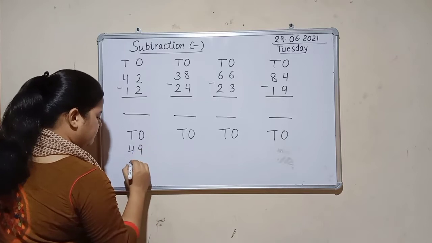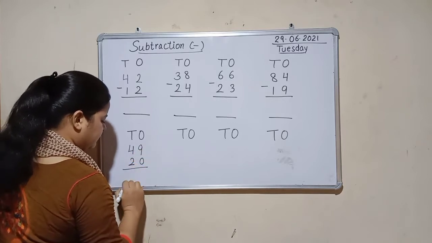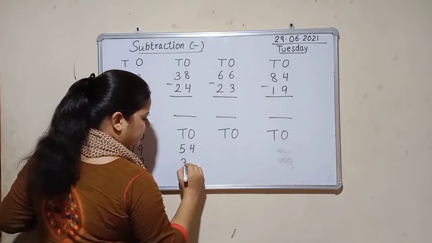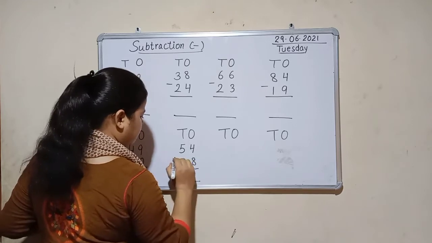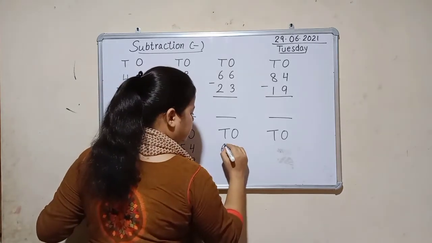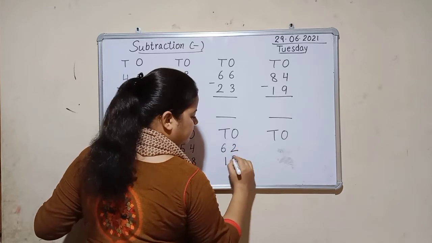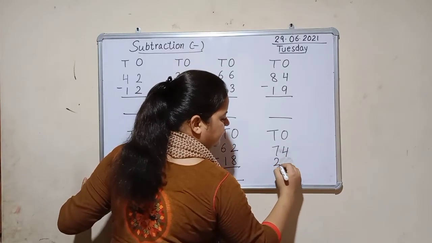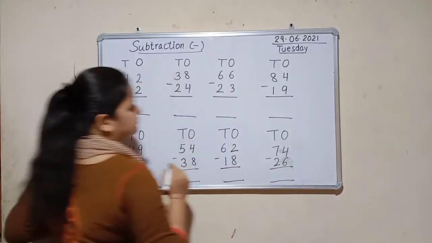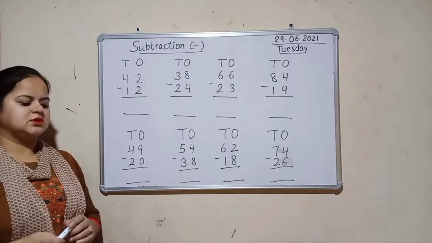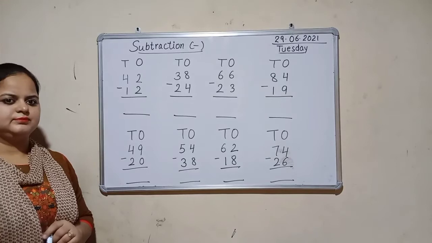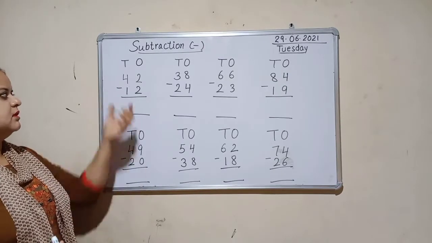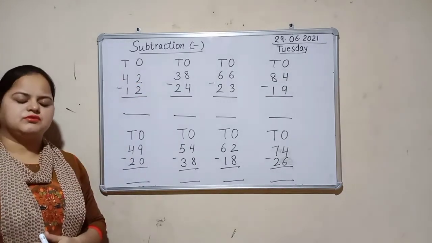49 minus 20. 54 minus 38. 62 minus 18. 74 minus 26. Write these 8 sums in your notebooks quickly. Done. Now we will start with this first sum, which is 42 minus 12.